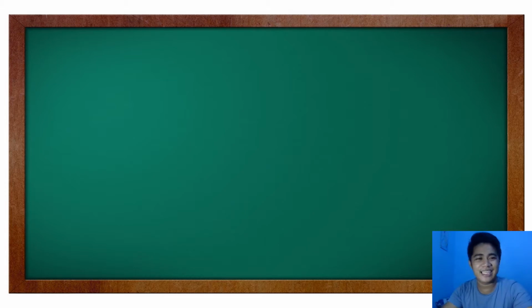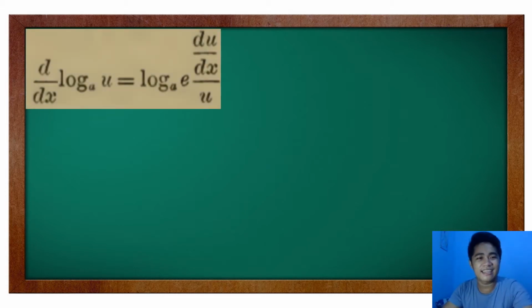Our first formula is differentiating log base a of u, which is equal to log base a of e times du over dx over u. You know what, guys, the a there is a constant. If you will be differentiating a logarithmic function with that a being constant, and that u is an expression or a term that has the variable x, this is how you're gonna solve that. You're just gonna put log base a of e, then du over dx over u.